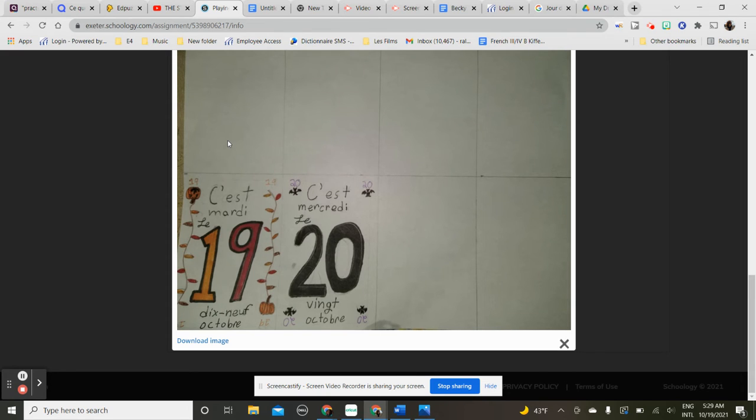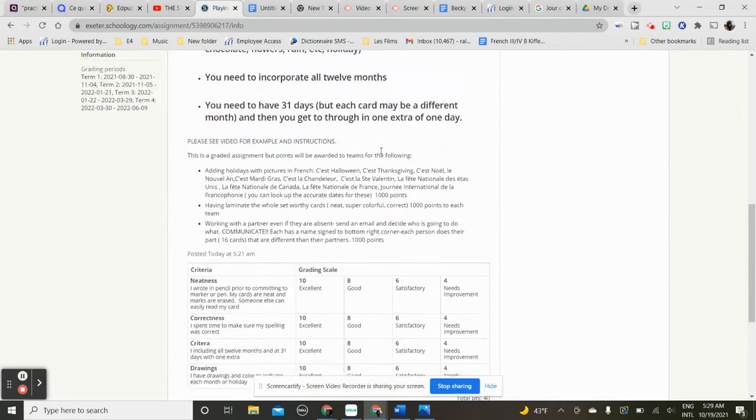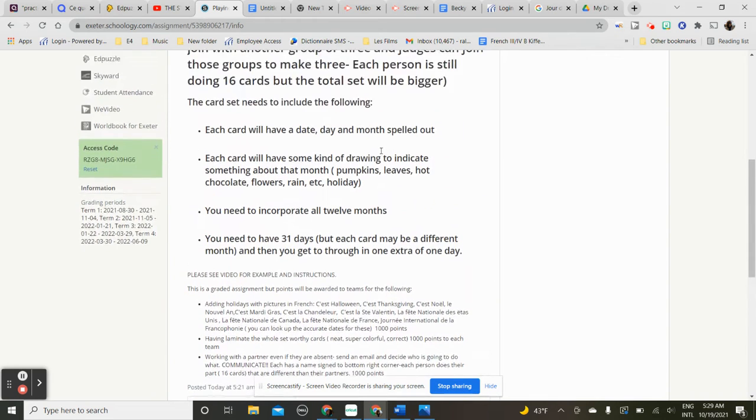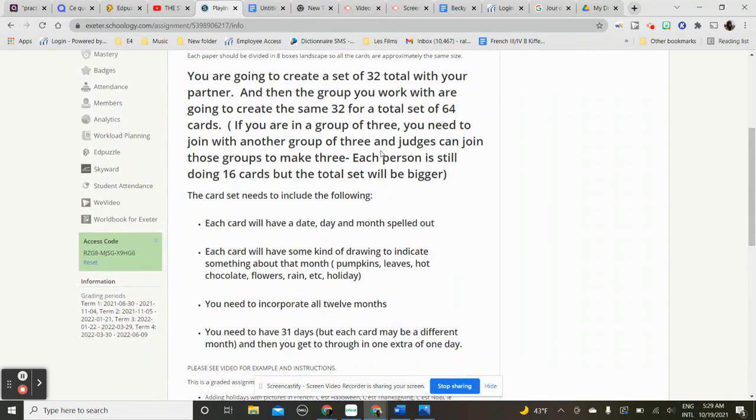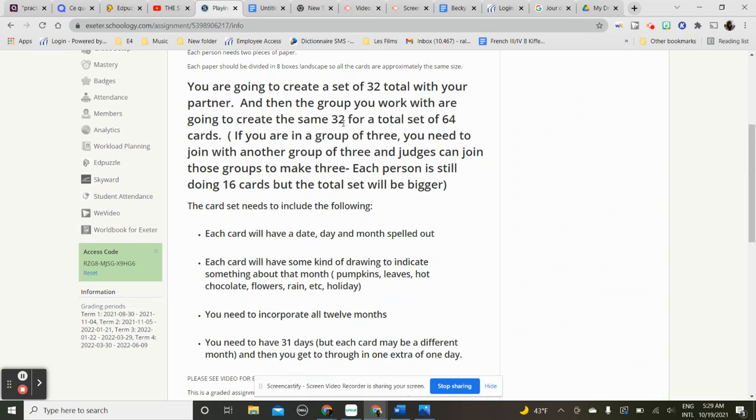Okay? Now, the trick here is that you're going to work with another group. So you guys have to talk to each other. So you're going to have 32 cards, and then the other group that you work with is going to have 32 cards.